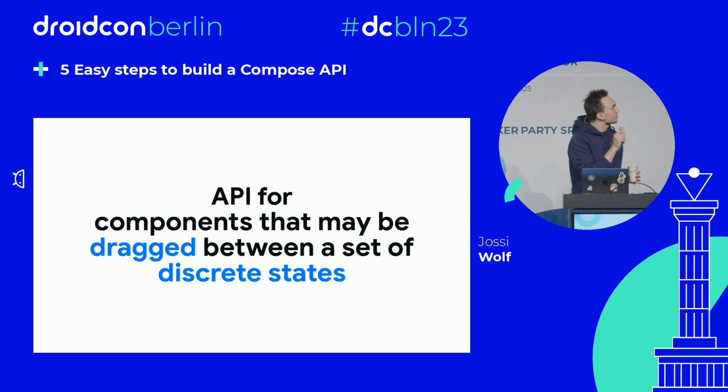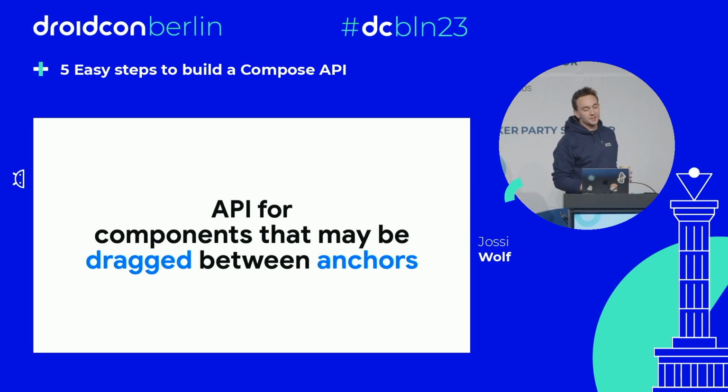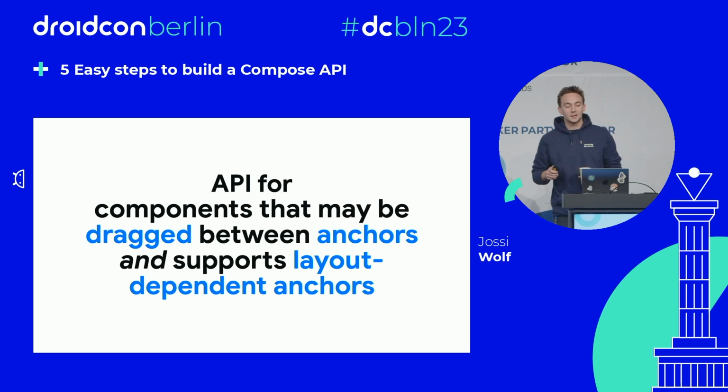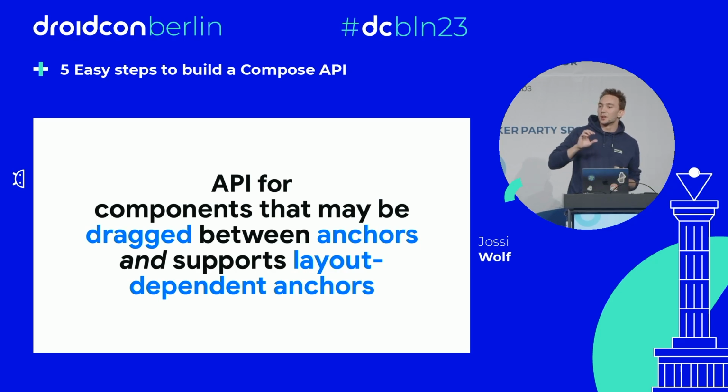Now we can also replace this discrete states word with anchors, which just kind of comes back to what we already had with swipeable. And then, why did we even want to do this in the first place? We said we want to have an API for components that can be dragged between anchors and that support layout-dependent anchors. So anchors where we want to know the size of the component.